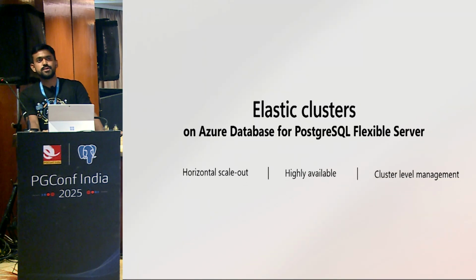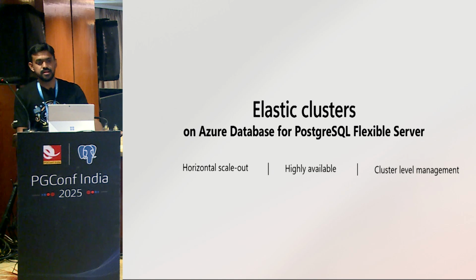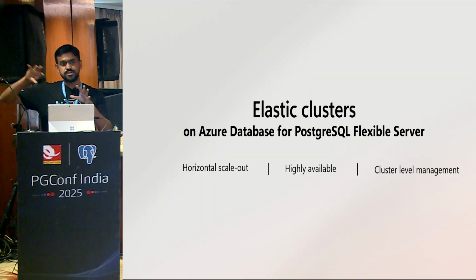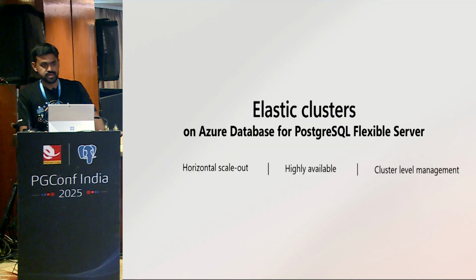Alright, so we talked about scaling in place, and we talked about bringing the best infrastructure that we currently have to flexible server. Finally, what is the option to scale out? How can I distribute my data residing in my flex server across different machines? We introduced this concept called elastic clusters.